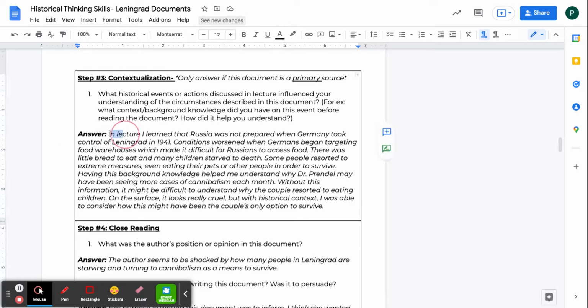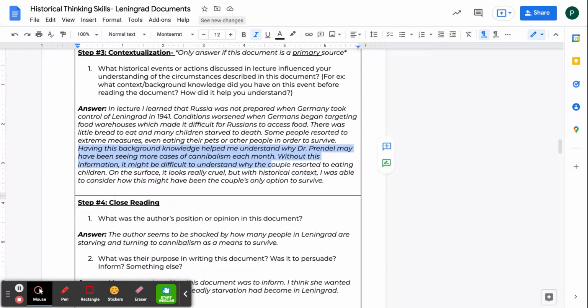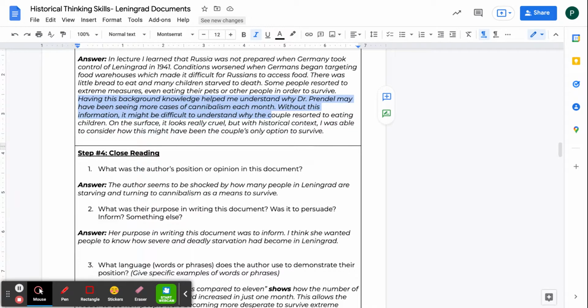So Ms. Glickman here talks all about what she learned in the lecture, okay? So the first couple sentences are what she learned, right? Germans began targeting food warehouses. It made it difficult for Russians to access food, so on and so forth. And then she goes on to say, having this background knowledge helped me understand why Dr. Prandel may have been seeing more cases of cannibalism each month. Without this information, it might have been difficult to understand why people started eating young children. Can't even say that.